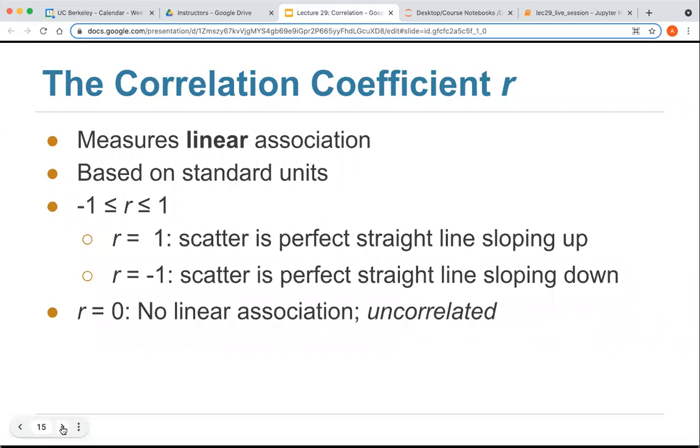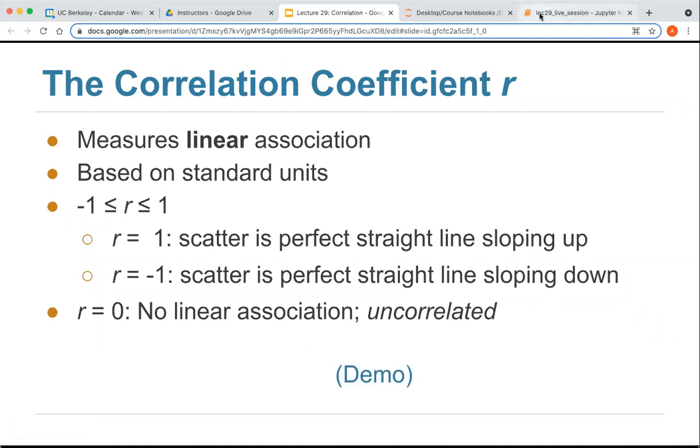R equals 0 means no linear association, uncorrelated. Please note the word uncorrelated there. What does it mean? It does not mean no association. It means no linear association.